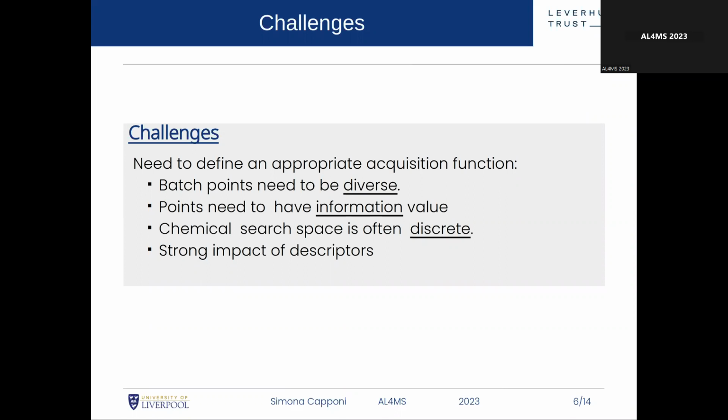Then another thing that we address in our work is that the search space is often discrete. And this is a problem at the moment because the majority of acquisition functions have been designed for continuous spaces. There are some examples where this problem has already been addressed, but it's still an active topic of research. And then, as mentioned at the beginning of the conference, strong impact is given by the way that the molecules are encoded.